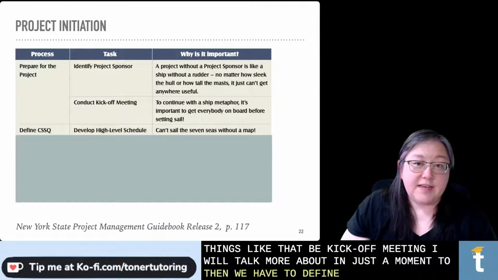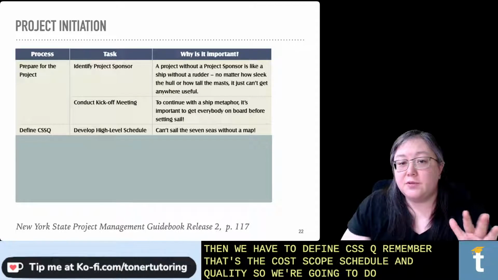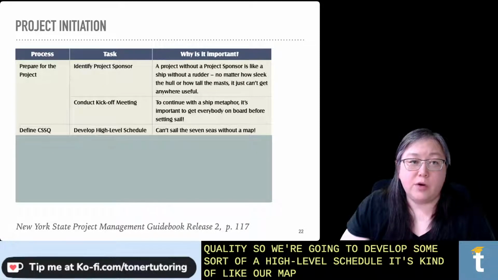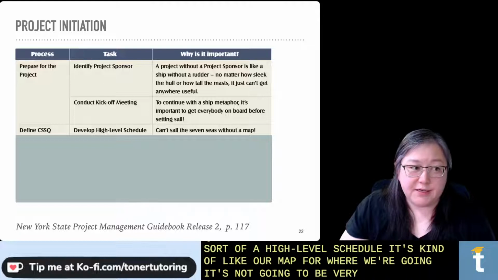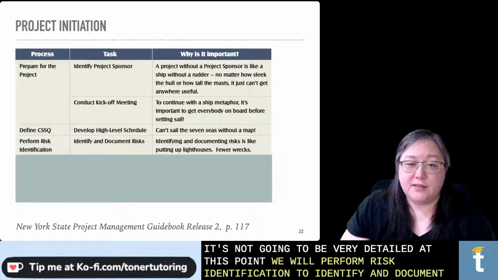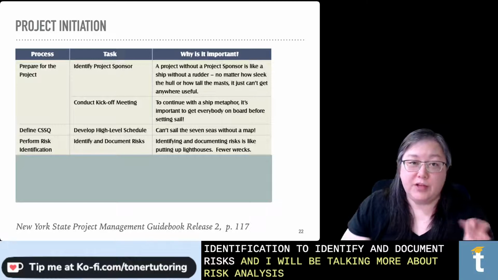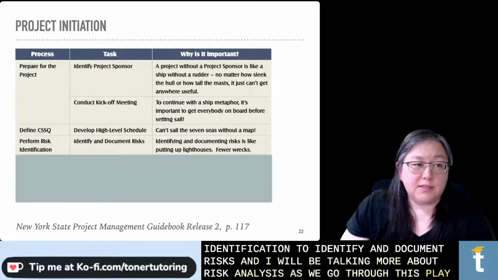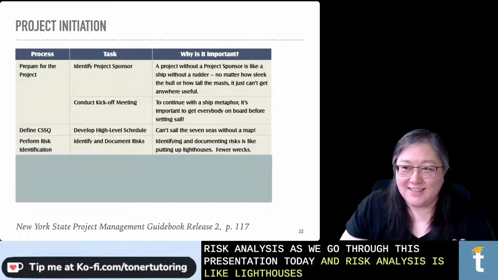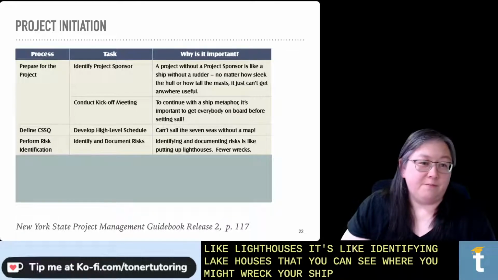Then we have to define CSSQ. Remember, that's the cost, scope, schedule, and quality. So we're going to develop some sort of a high-level schedule that's kind of like our map for where we're going. It's not going to be very detailed at this point. We will perform risk identification to identify and document risks. And I will be talking more about risk analysis as we go through this presentation today. And risk analysis is like lighthouses. It's like identifying lighthouses so that you can see where you might wreck your ship.